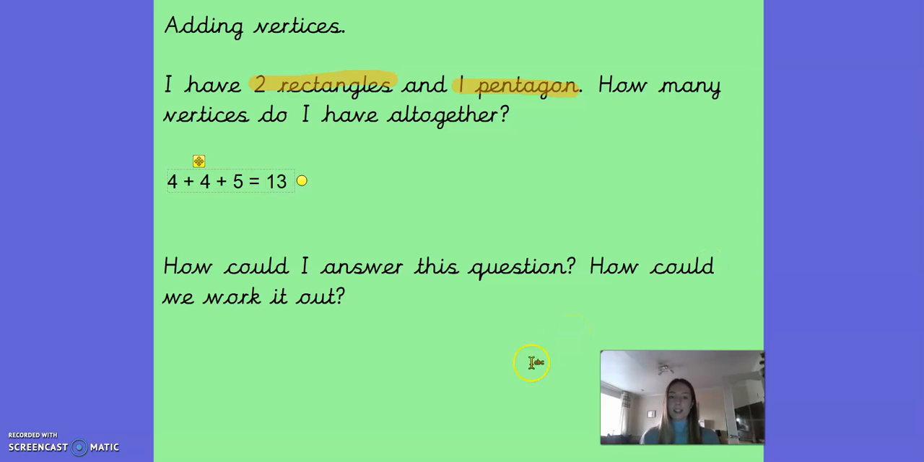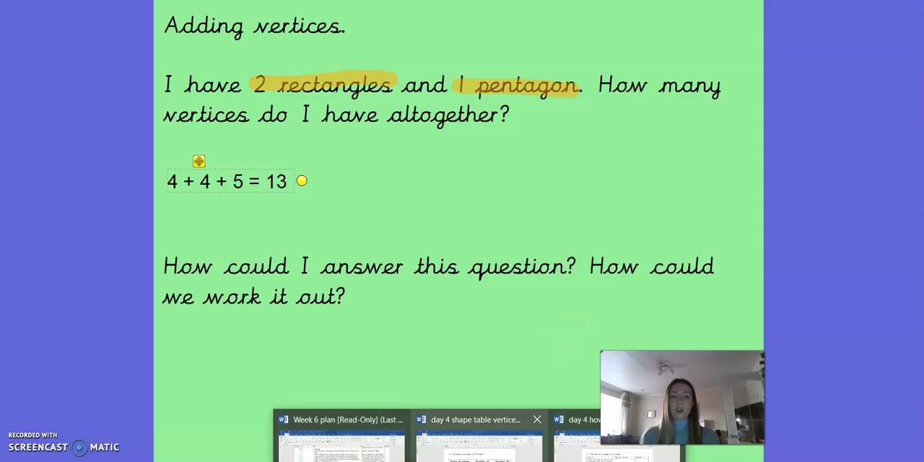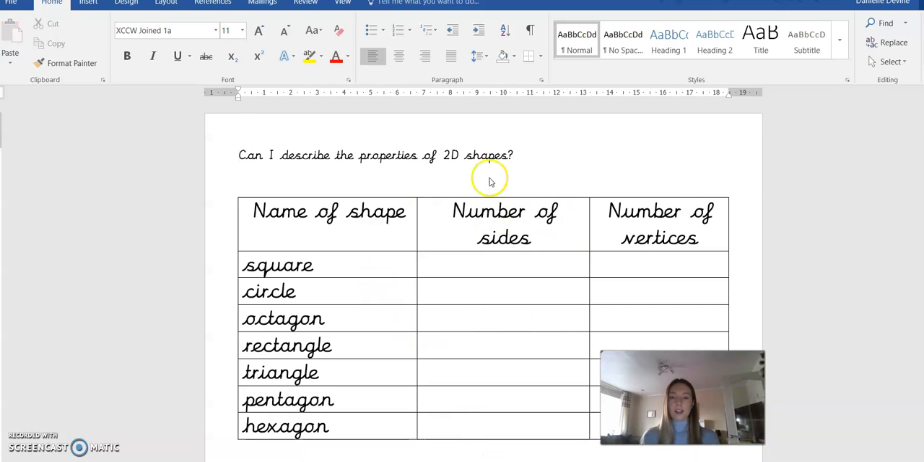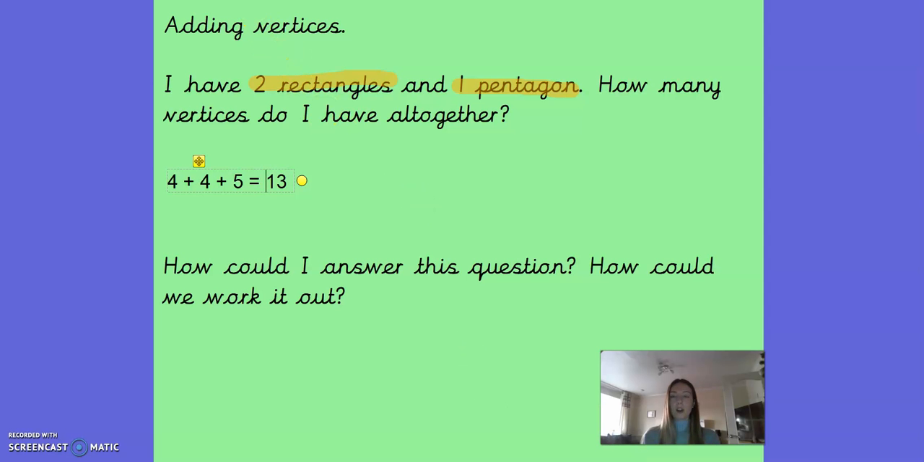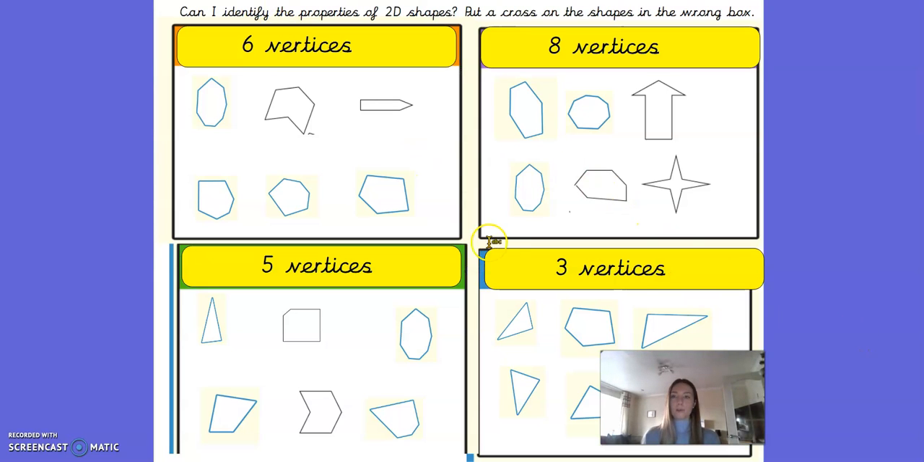So, your activity today, your first activity, you are going to be filling in this grid. And you're going to be filling in the number of sides that each shape has and the number of vertices that each shape has. Next, I would like you to think about which shapes do not belong in the box. So the first question, which of these shapes do not have 6 vertices? Which of these shapes do not have 8 vertices? Which of these shapes do not have 5 vertices? And which of these shapes do not have 3 vertices? There is then a challenge for you to have a go at, which is uploaded onto the website.